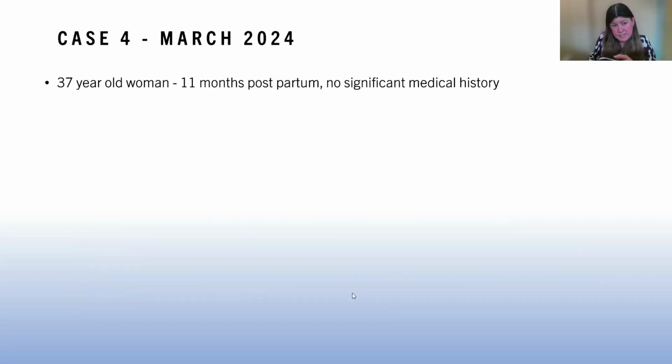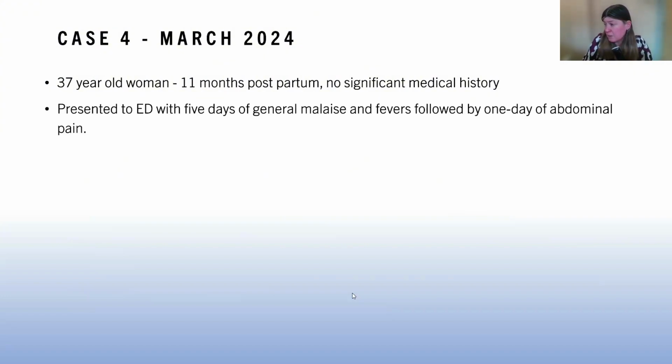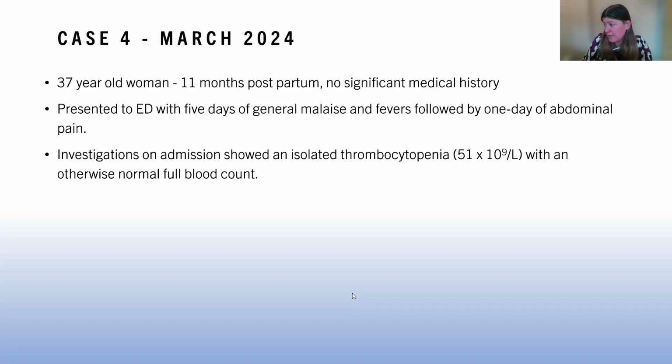So just the final case, this is a slightly different scenario. This lady didn't have TTP, but this is moving on to thinking more about the combination of thrombosis and thrombocytopenia and what else that can be. So this was a 37-year-old lady who was 11 months postpartum, and she came to the emergency department with malaise and fevers, and she'd started to develop abdominal pain.